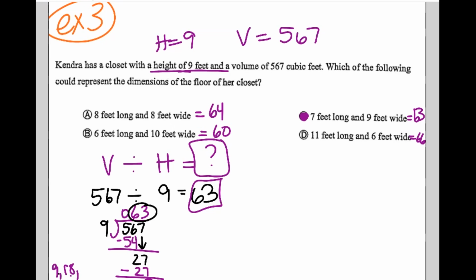That was the easiest way for us to do it. You take what you already have in the problem and you divide it, and then you look for your answer option to give you that answer that you got for your division. So you just multiply. So I basically was doing 7 times 9, 11 times 6, 8 times 8, 6 times 10. And whichever one of these gave me my 63, that's what I wanted. All right, so use these notes to help you with your problems today.